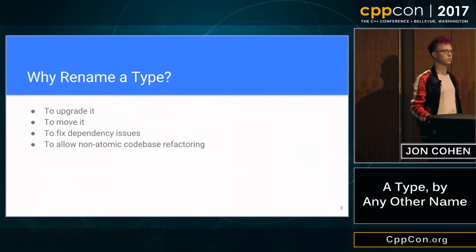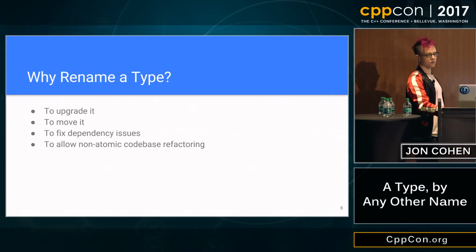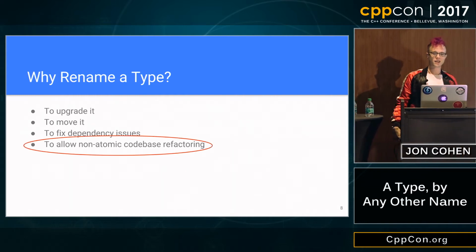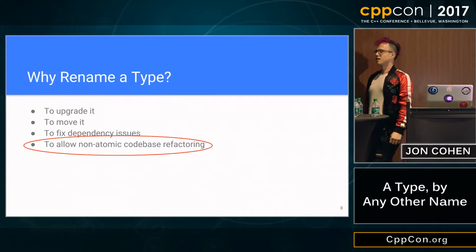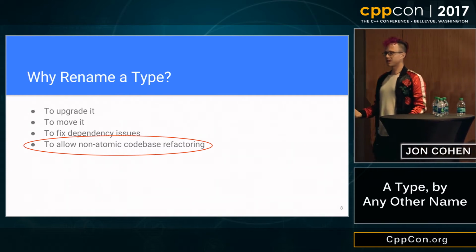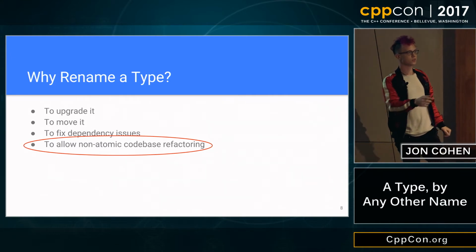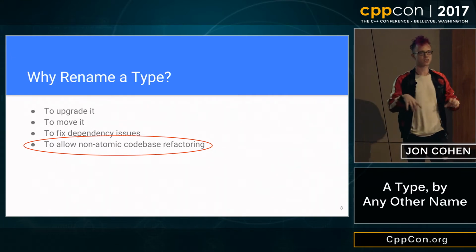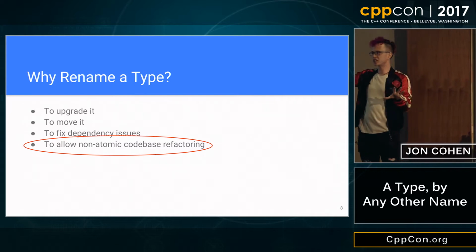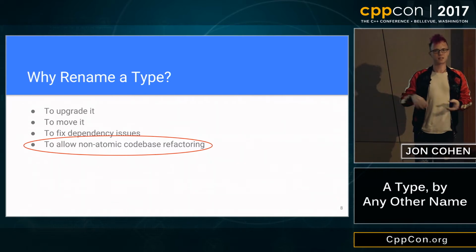That's no fun. No one wants to do it. But this bottom one's what I really want to talk about, to allow non-atomic code-based refactoring. And what I mean by non-atomic is the typical model we'll often talk about with refactors is maybe you have an IDE, you click the rename button, you click some button, and it generates some big change that does the refactor you want to do, and then you check it in.